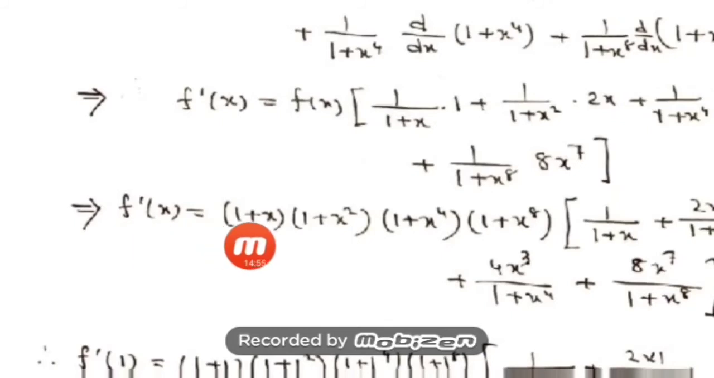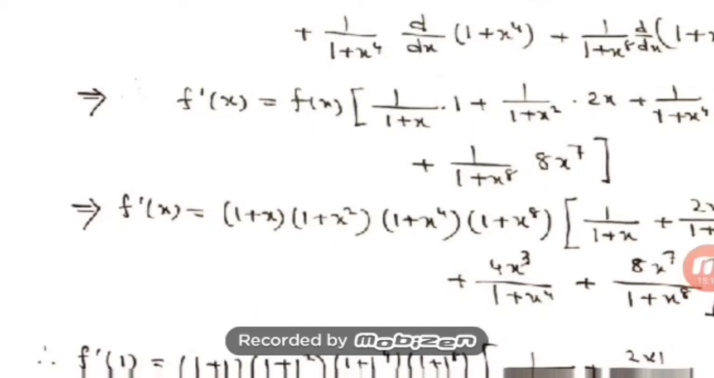So f dash x is, putting the values of f(x), I get (1 plus x) into (1 plus x squared) into (1 plus x to the power 4) into (1 plus x to the power 8). And this one, simplification gives you 1 by (1 plus x), twice x by (1 plus x squared), 4x cube by (1 plus x to the power 4), 8x to the power 7 by (1 plus x to the power 8). So f dash x is completed here.